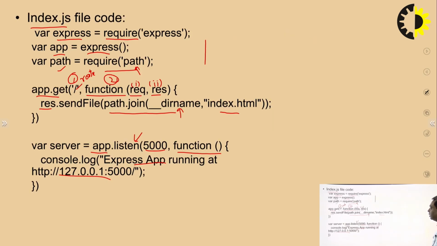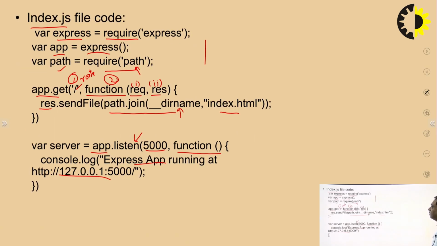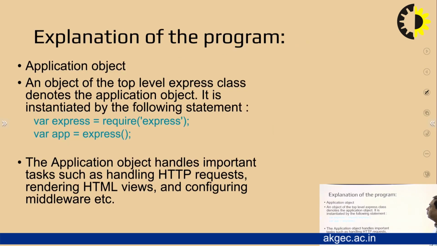So this is a simple program in which we are using two files. One file is HTML, which is in the current directory. The second file is the Node.js file, named index.js, and we are using this Express framework, which is imported in this file, and then we are calling the get method, and using a callback function to send the index.html file from the current directory to the web server, and the web server will listen at port number 5000. This is one of the programs. And this is the explanation of the program for your understanding.